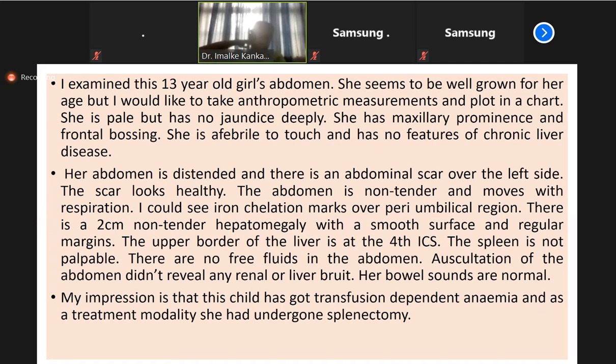The upper border of the liver is at the fourth intercostal space. The spleen is not palpable, obviously, because the surgical scar is for splenectomy. There are no fluids in the abdomen. Auscultation of the abdomen did not reveal any renal or liver bruits. Bowel sounds are normal. My impression is that this child has transfusion-dependent anemia, and as a treatment modality, she had undergone splenectomy. So the likely transfusion-dependent anemia could be beta thalassemia major, right?